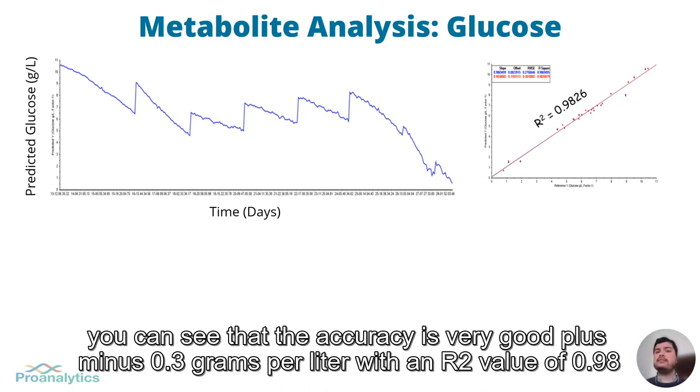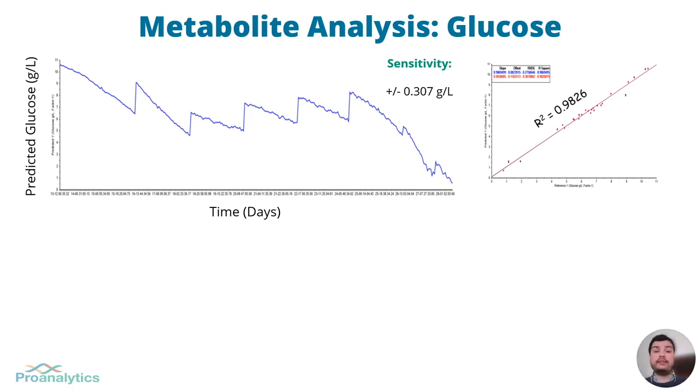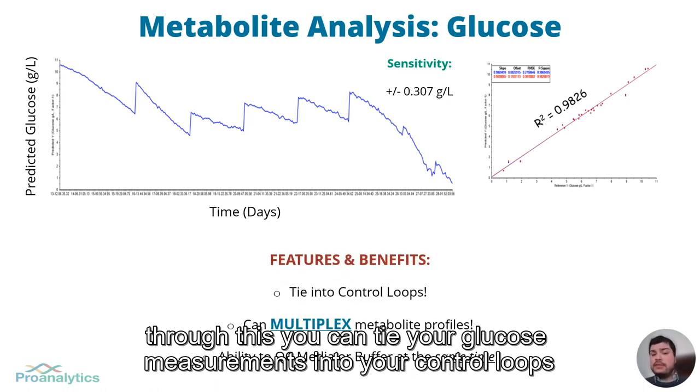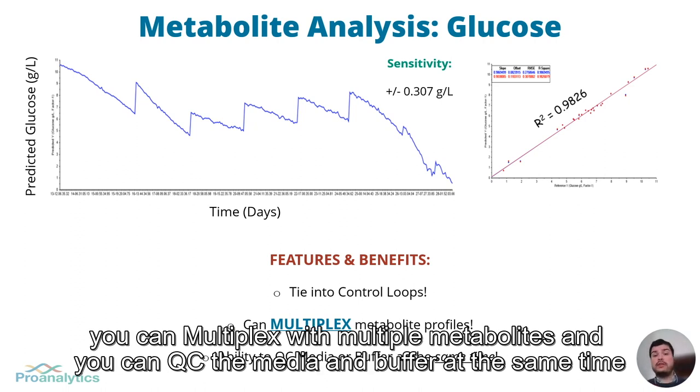You can see that the accuracy is very good, plus or minus 0.3 grams per liter with an R2 value of 0.98. Through this, you can tie your glucose measurements into your control loops. You can multiplex with multiple metabolites, and you can QC the media and buffer at the same time.